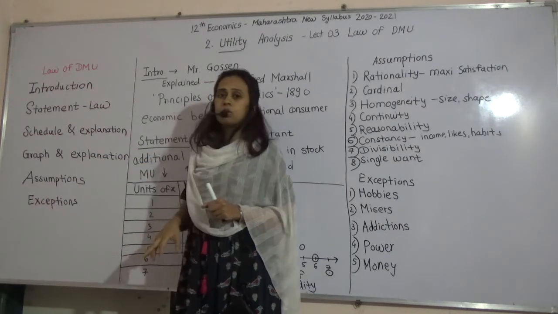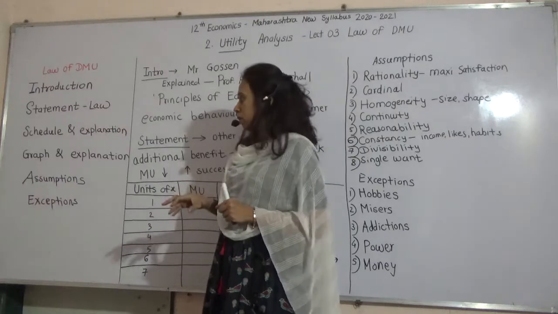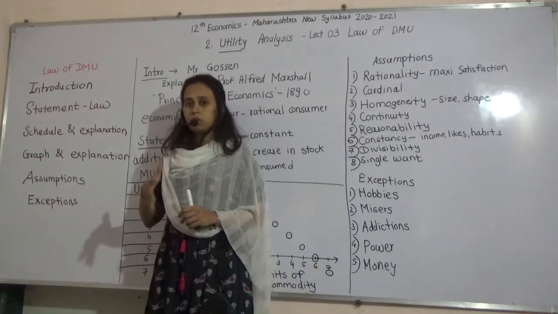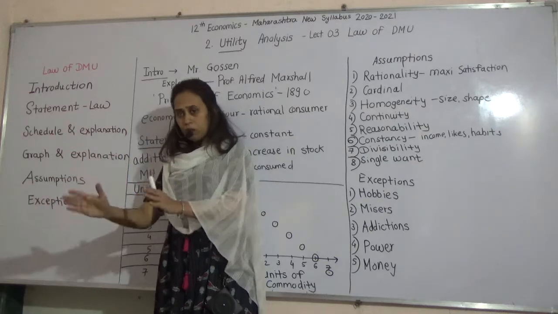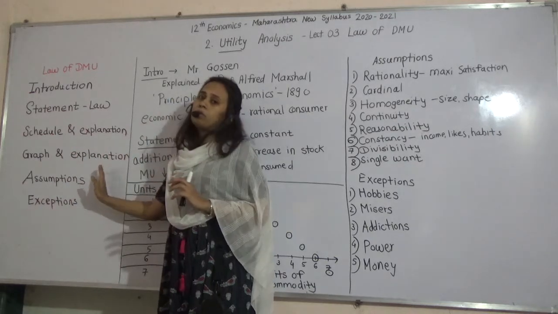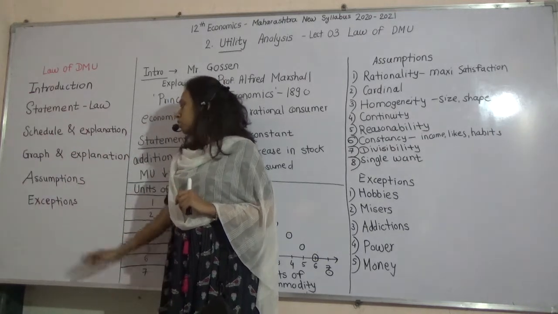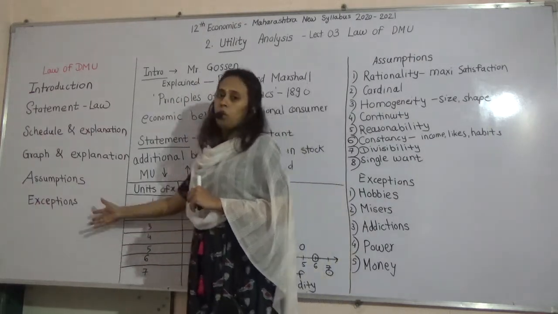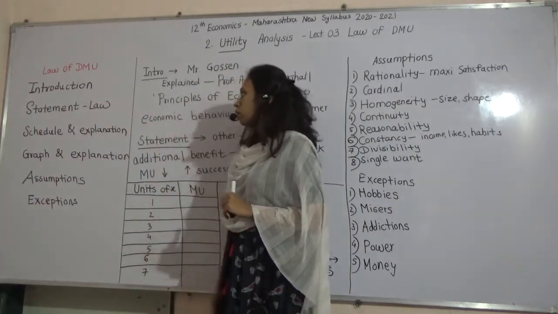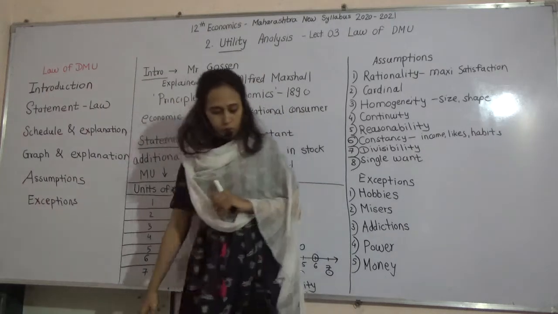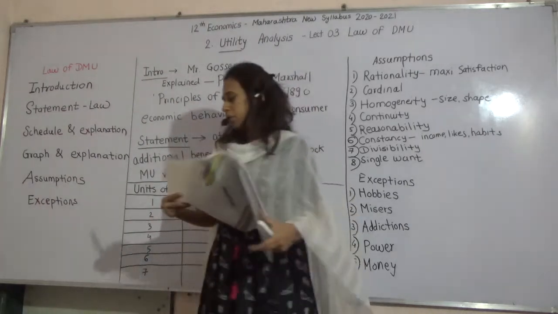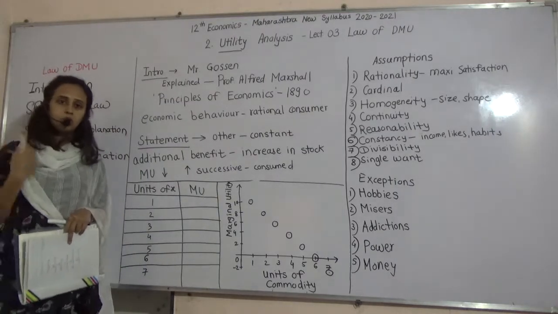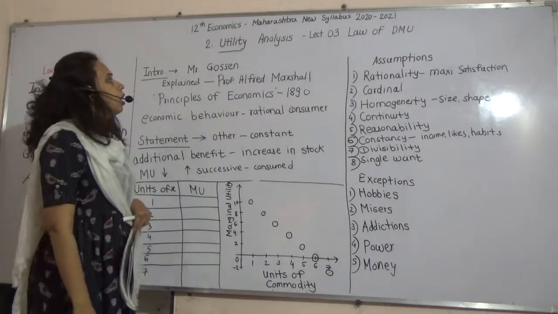See, what is an assumption? Assumption means nothing but whenever you want to prove something, you have to assume a few things, that this condition should be there, then and then only I am able to prove my law. These are assumptions, and exceptions are those which are not applicable to that law. We are going to cover all these points. Now let's begin with the introduction part. Now, the law of DMU, diminishing marginal utility.